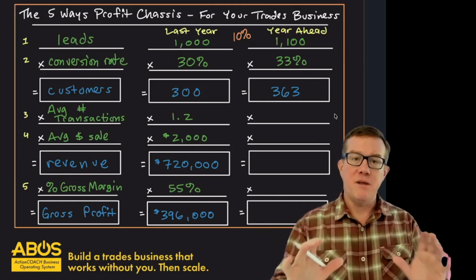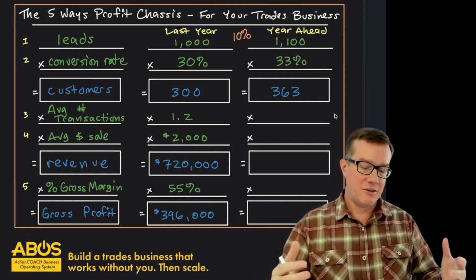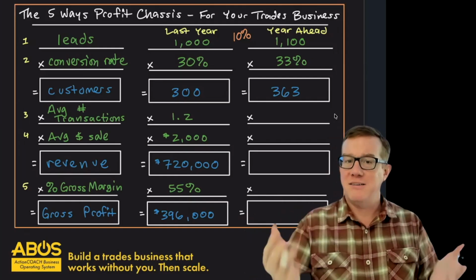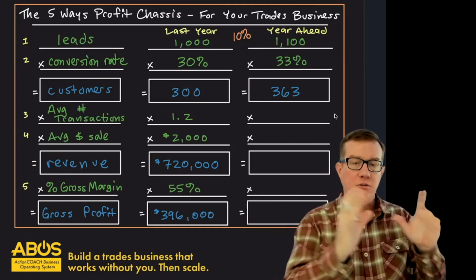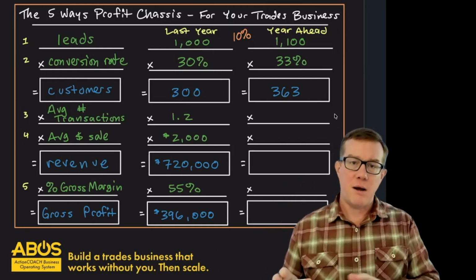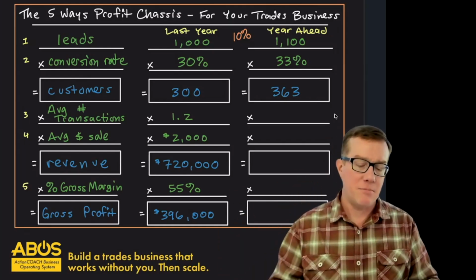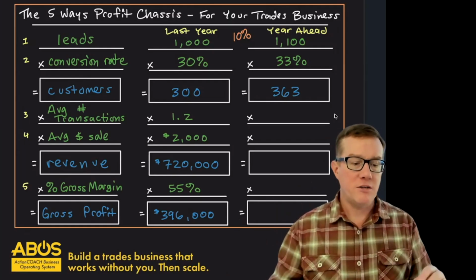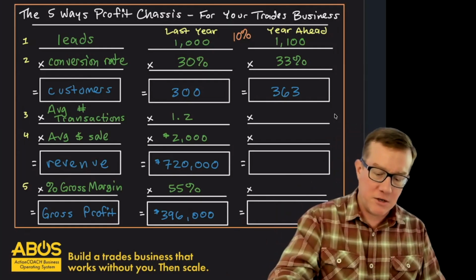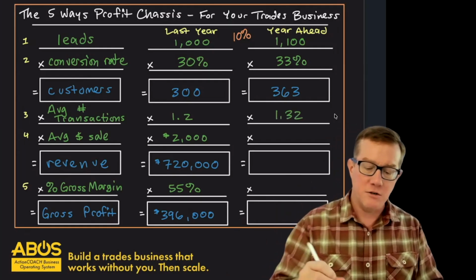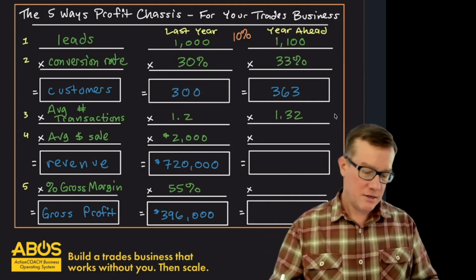Next, we're going to look at repeat business. The average number of transactions, same thing. We're going to increase that by 10%. We can focus a little bit heavier on HOAs and property managers and that type of business. 1.2 with a 10% increase becomes 1.32, a slight increase.